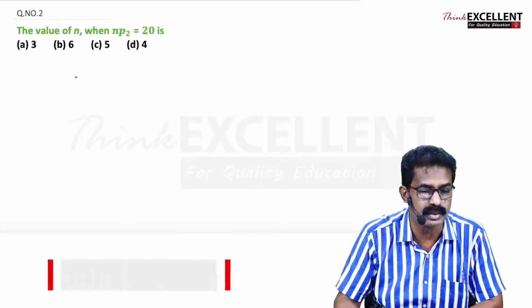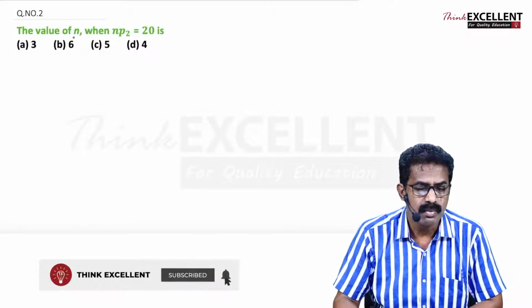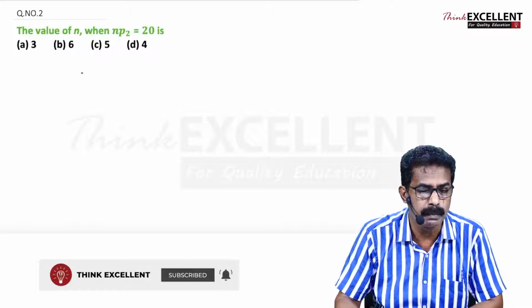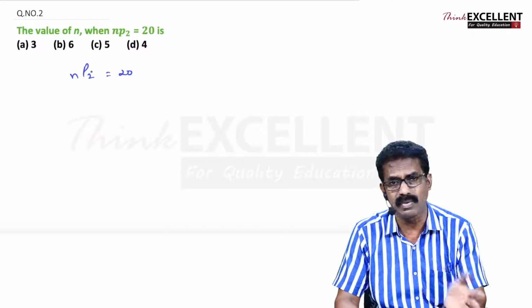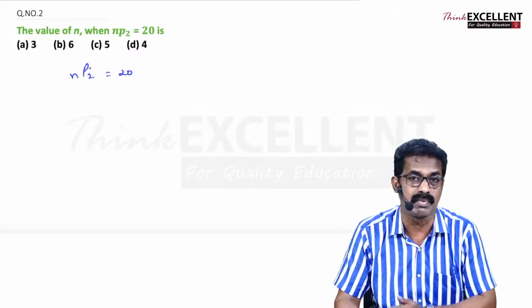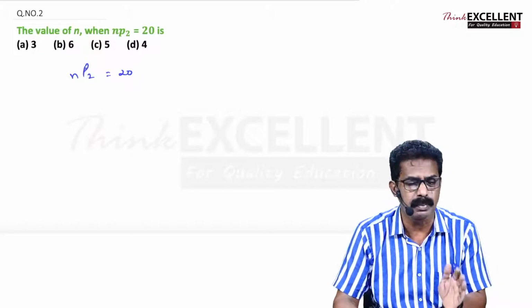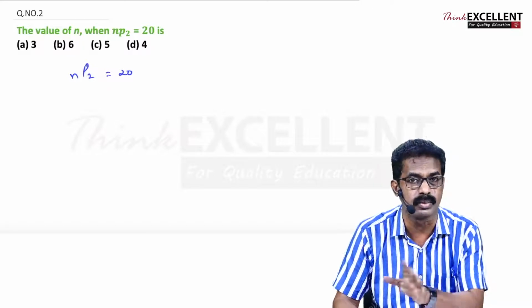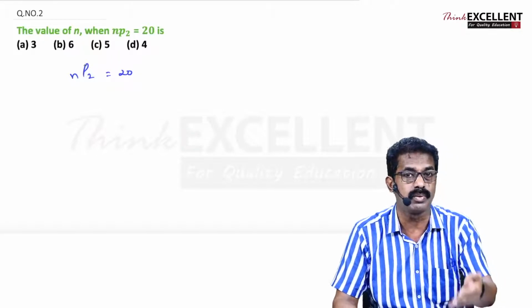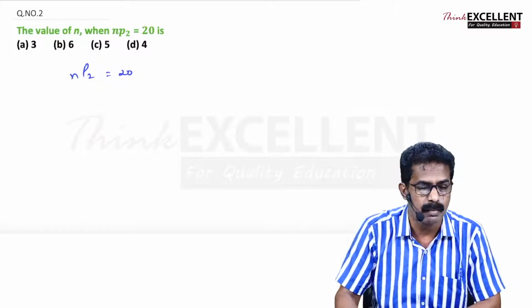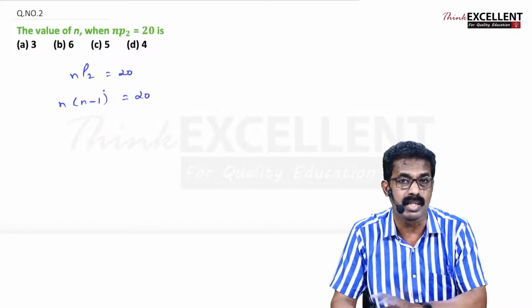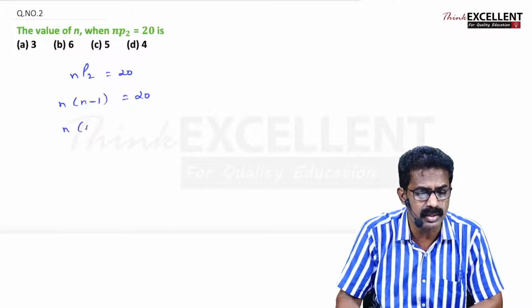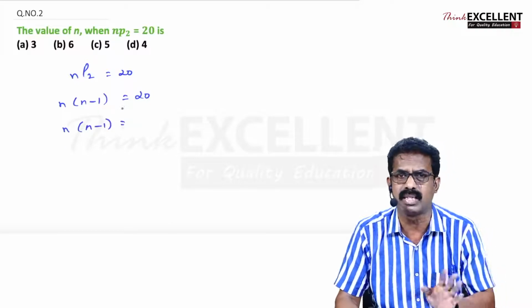Now let's move on to the second question. The value of n when nP2 equal to 20. You know how to expand. There is a formula: nPr is n factorial by n minus r factorial. But the easy method for nP2: start from n, reduce 1 by 1, write 2 terms, with no denominator. In combination, you write the denominator also, 2 factorial. But here nP2 is n into n minus 1 equal to 20. You can multiply, get a quadratic, and solve it. That is one method.